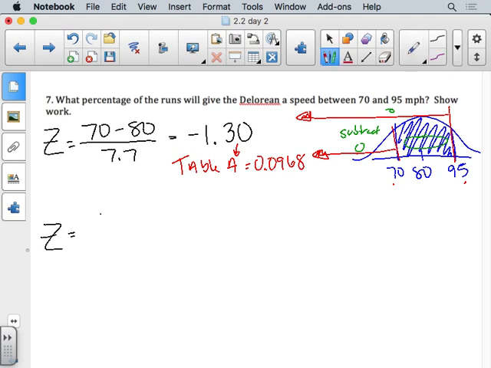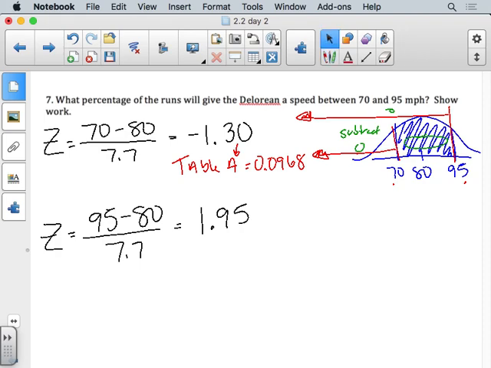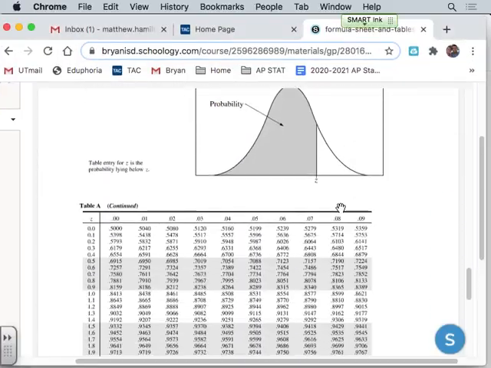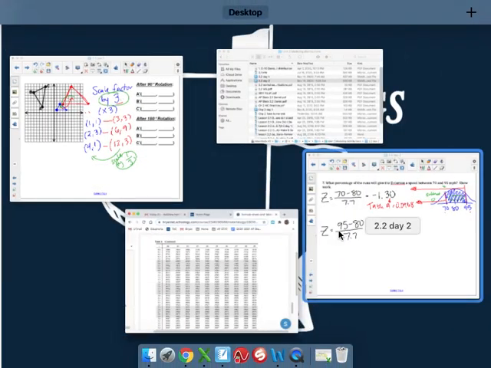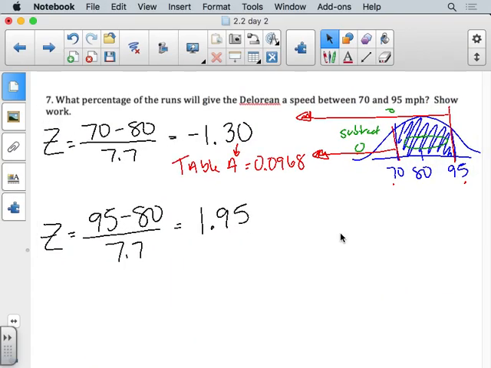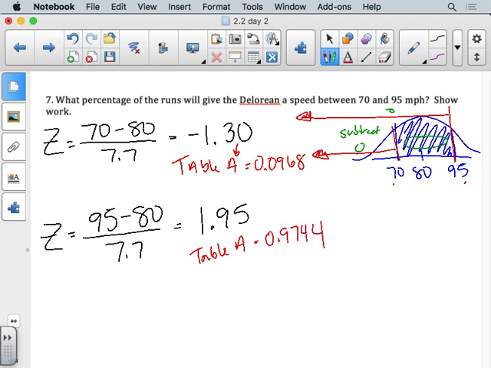Okay, I'm gonna do it for 95. Minus 80 divided by 7.7, which is 1.95. So I'm going to come over here, go to positive 1.9, scroll over to the 5 column, and that is 0.9744.